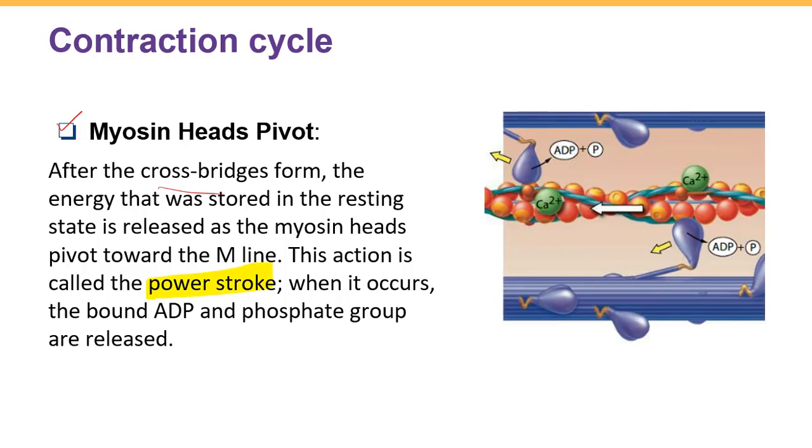So look at this picture. You see that here we have the head of myosin bound to the actin. It pivots and pulls the thin filament toward the center of the sarcomere, and this movement is called the power stroke. When the power stroke happens, the energy stored in the myosin head is released. Then the myosin releases the molecules called ADP and phosphate group. At this stage, the ADP and phosphate group are released. These pulling actions shorten the sarcomere, which causes the muscle to contract.